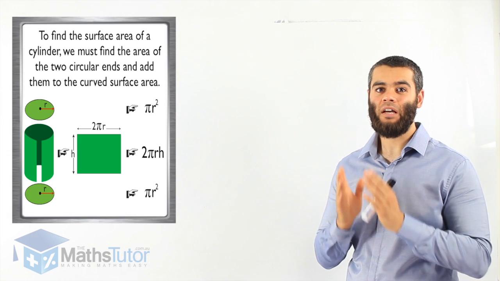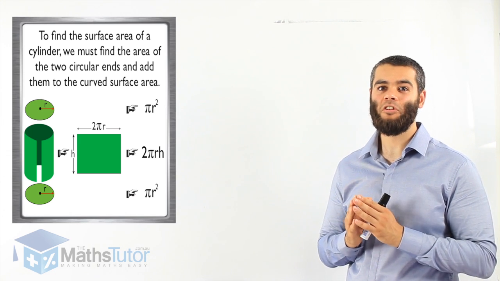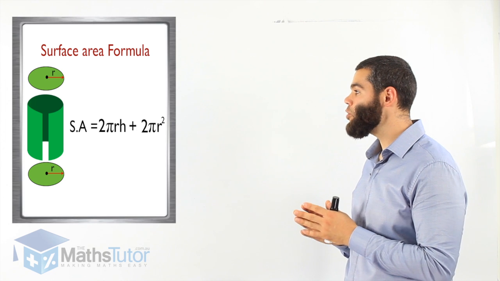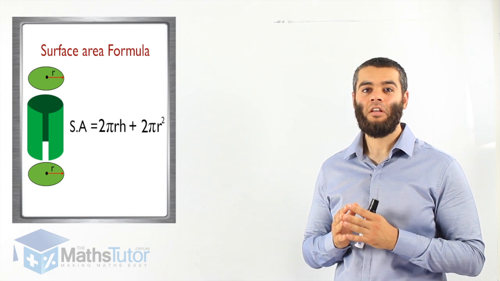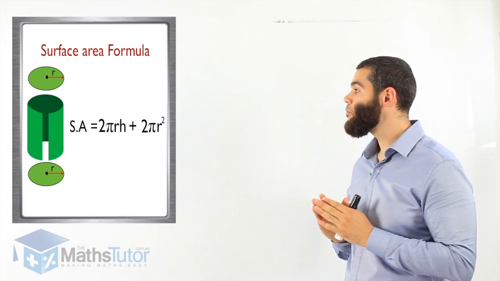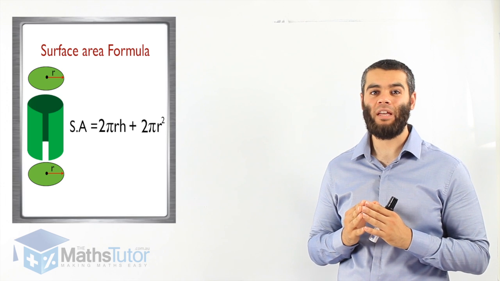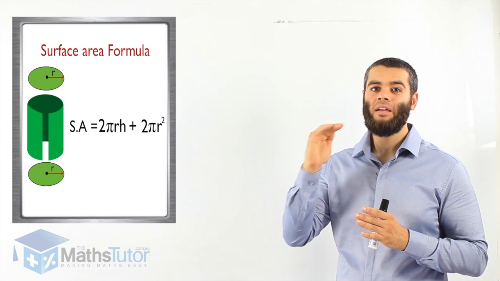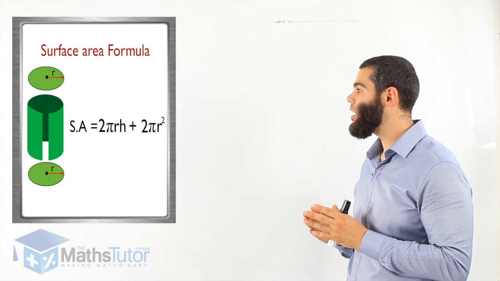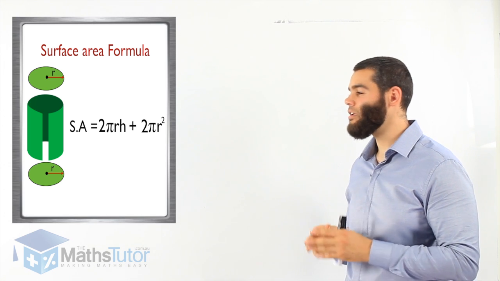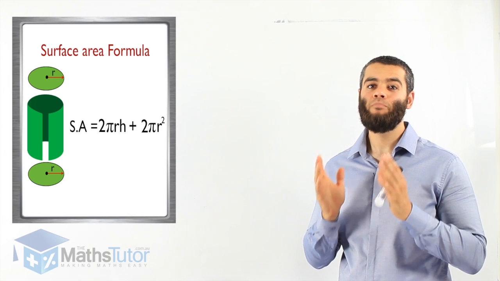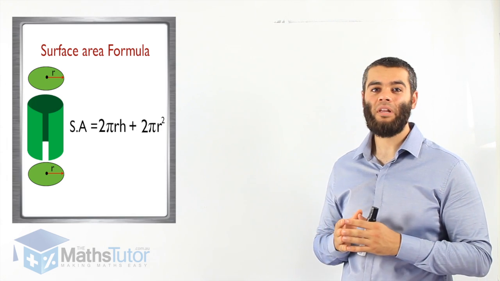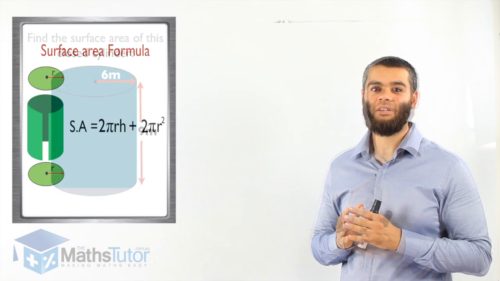Now, let's put the formula together and work out the surface area of some cylinders. The formula is 2 pi rh, which represents the surface area for the curved surface, plus 2 pi r squared. Why 2? Because there are two circles, the top one and the bottom one. So 2 pi rh plus 2 pi r squared. Like all formulas, you need to memorize them. Now, let's do some examples to understand how to apply this formula to real-life examples.